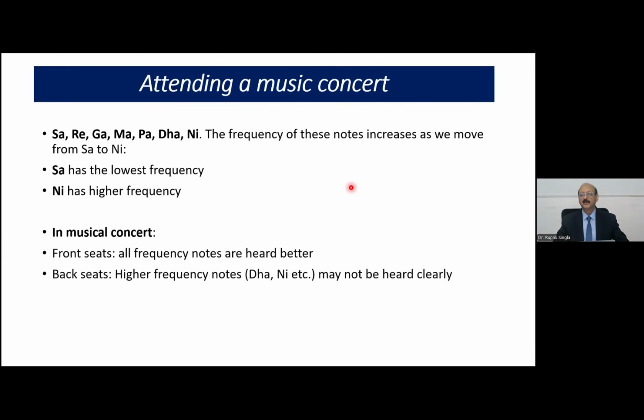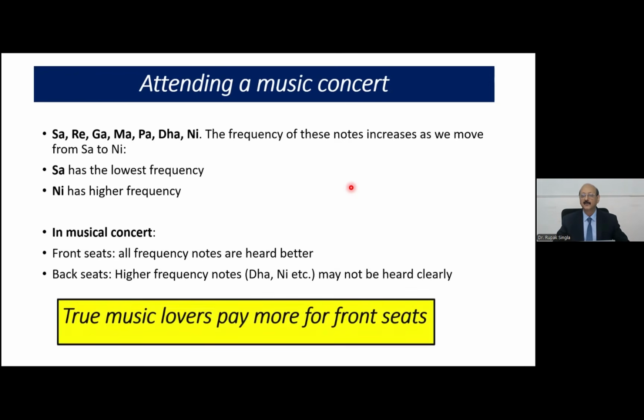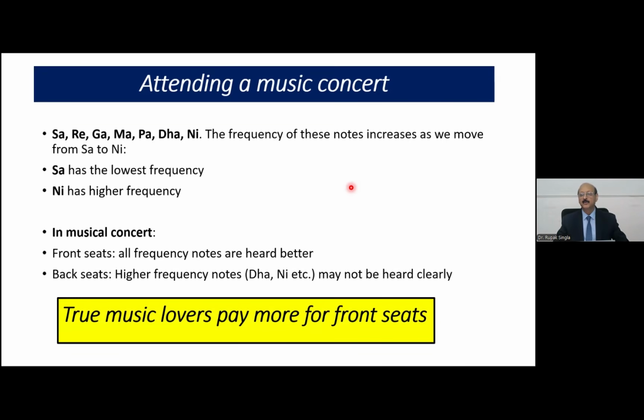Now, in the musical concert, what happens? In the front seats, you can hear all the frequencies. But in the back seats, because higher frequencies, that is dha, ni, cannot travel up to the periphery, they may not be heard clearly. And that is the reason that true music lovers pay more for the front seats. Although we feel, what is the difference between the front seat and the back seat, they pay more so that they can hear all the frequencies.